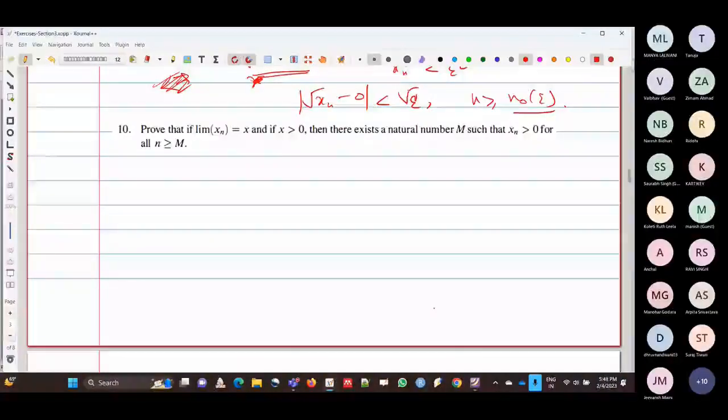So next, question number 10. Question number 10 is that if the limit of xn is x and x is positive, then there exists a natural number such that xn is positive for all n. So agar kisi sequence ka limit positive hai, to ek term ke baad uske sare terms kya ho jate hain, positive ho jate hain. Theek hai, this is the question.